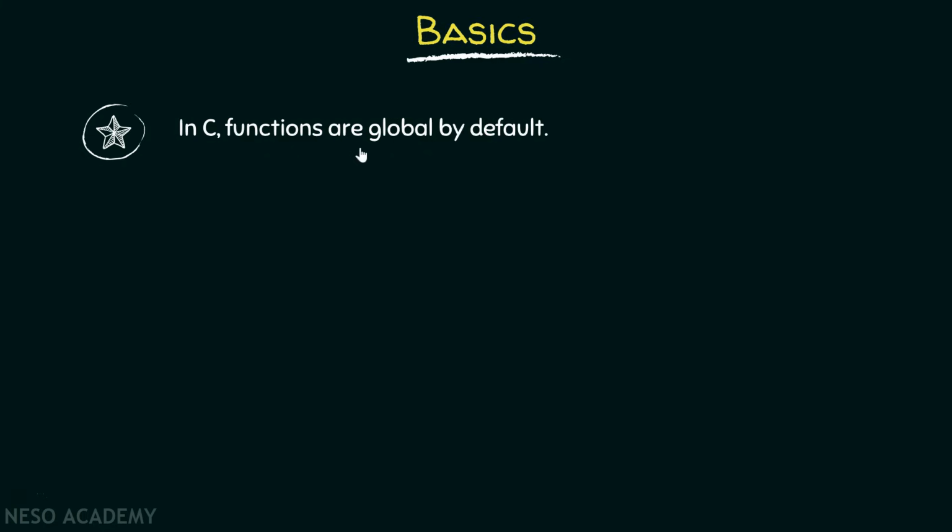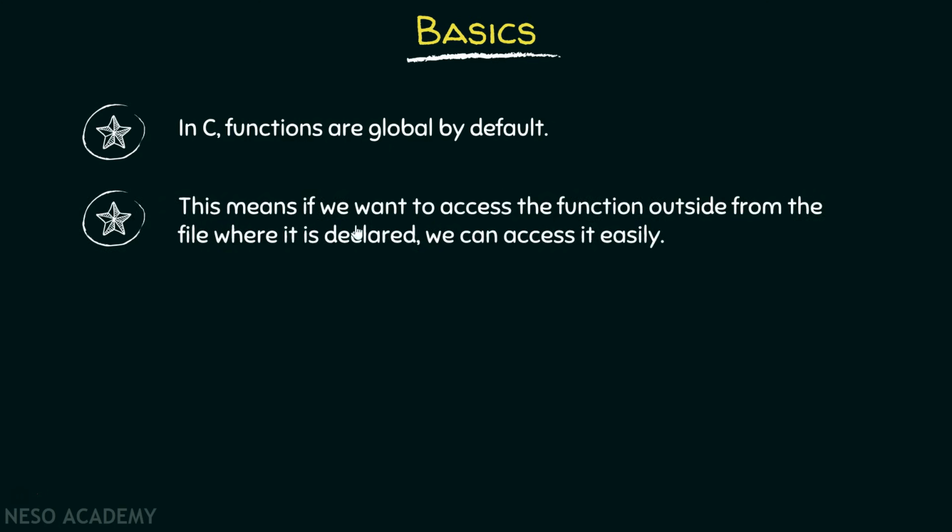In C, functions are global by default. This is a very important point to understand. Whenever you define a function, it is by default global. Now, what does it really mean? This means that if we want to access the function outside from the file where it is declared, we can access it very easily. If we want to access the function which is global outside the file where it is declared, then we can access that function without any problem. Okay?